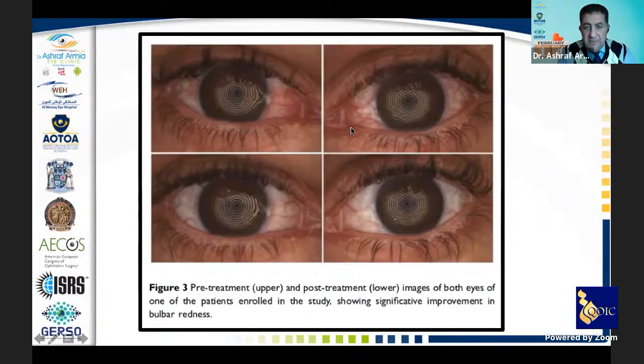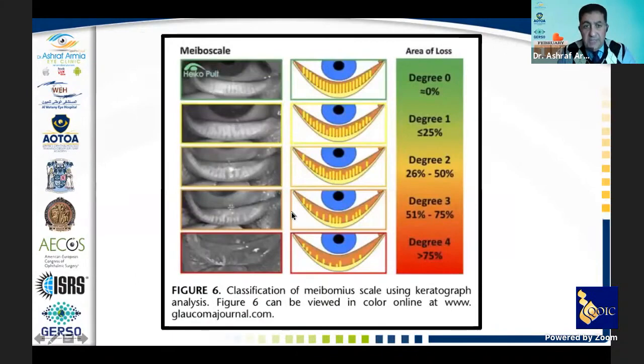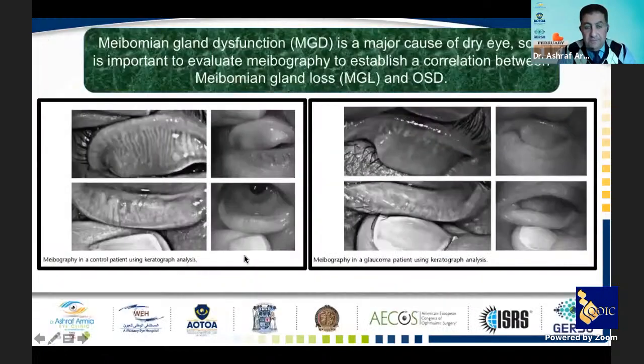In the upper part is the pre-treatment, and the eye looks perfect in the lower, treatment groups. And this is the Meibomian scale, which is very important. It ranges from degree 0 to degree 4, depending on 0% loss up to 75% loss of the meibomian glands, and you can see how it looks in the pictures. And this is compared between the control group and the glaucoma group.